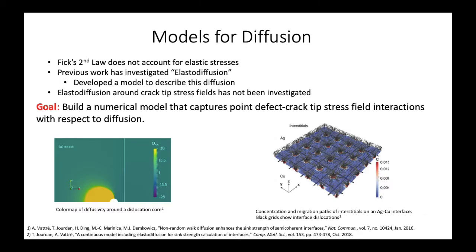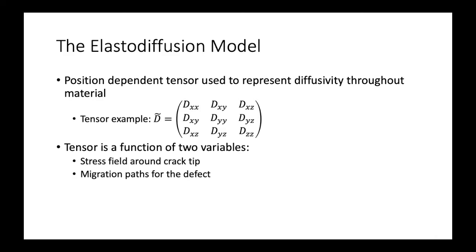In this project, we will be using copper, which is a face-centered cubic material. The model for elastodiffusion is similar in many ways to the regular model for diffusion. Both involve solving a partial differential equation to get the concentration profile. In the elastodiffusion model, however, a tensor is used to represent diffusivity throughout the material. This allows for the model to account for different diffusivities in different directions in the material, as well as accounting for these diffusivity values varying throughout the material itself.